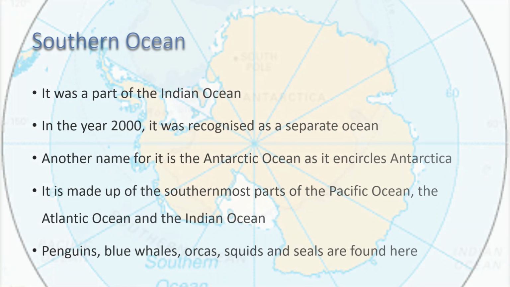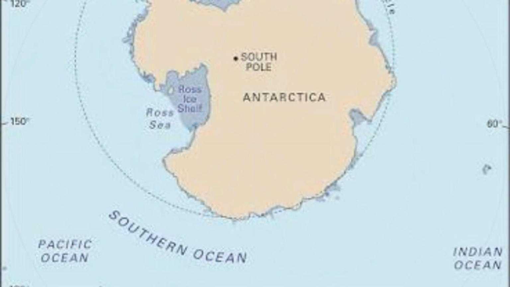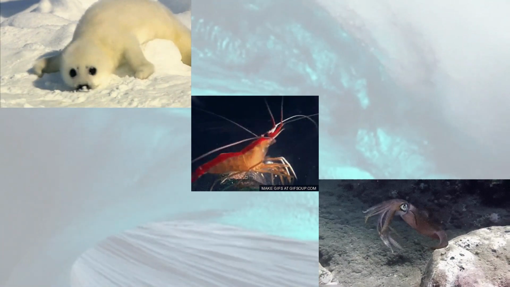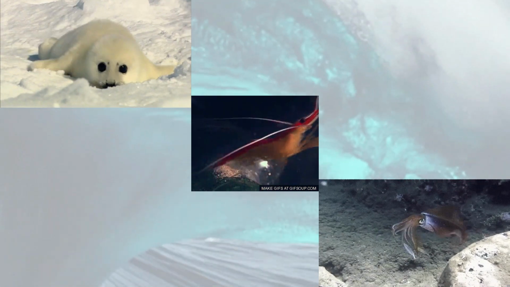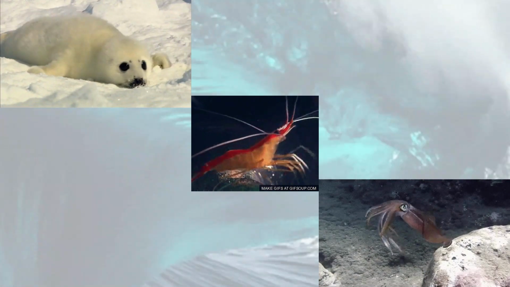Here, children, a variety of marine life exists, and they rely directly or indirectly on the phytoplankton which is found here. And the Antarctic sea life we have here are penguins, blue whales, orcas, squids, as well as fur seals. The topmost here is the fur seal, the middle one is a krill, and the bottom one is a squid which is changing its colors.